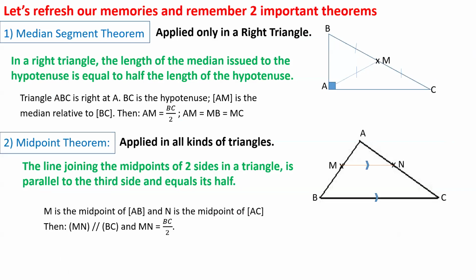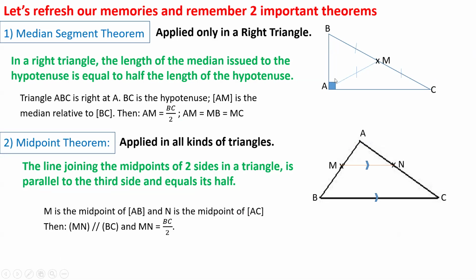Let's refresh our memories and remember two important theorems. Number one, the median segment theorem. Where do we apply this theorem? This theorem is only applied in a right triangle. What does it say? In a right triangle, the length of the median issued to the hypotenuse from the vertex is equal to half the length of the hypotenuse.